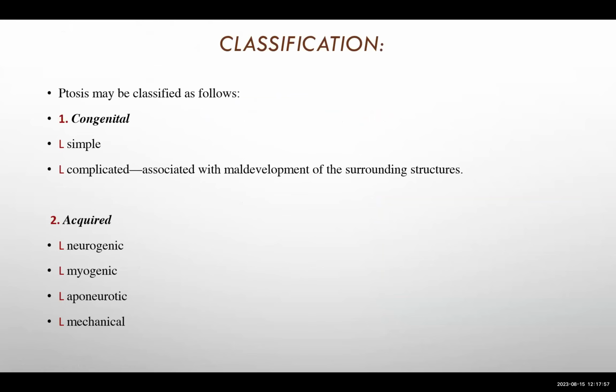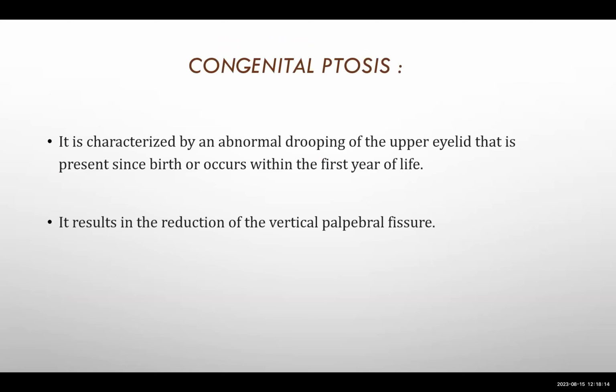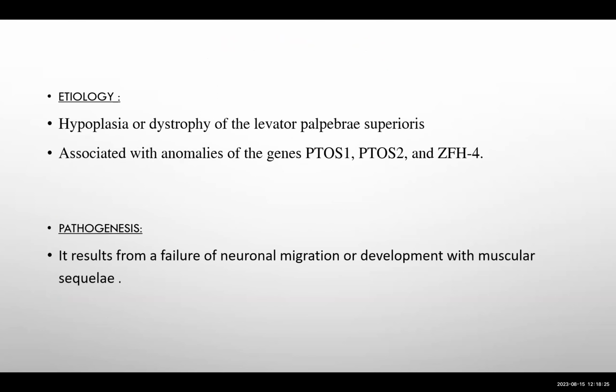Let's start with the classification. Ptosis is classified into congenital and acquired. Congenital is further classified as simple and complicated. The complicated type is associated with maldevelopment of the surrounding structures. Acquired is further classified as neurogenic, myogenic, aponeurotic, and mechanical. Let's start with congenital ptosis. It is characterized by abnormal drooping of the upper eyelid that is present since birth or occurs within the first year of life. The etiology is hypoplasia or dystrophy of the levator palpebrae superioris associated with anomalies of the genes PTOS1, PTOS2, and ZFH4. The pathogenesis is failure of neuronal migration and development of the muscular sequelae.